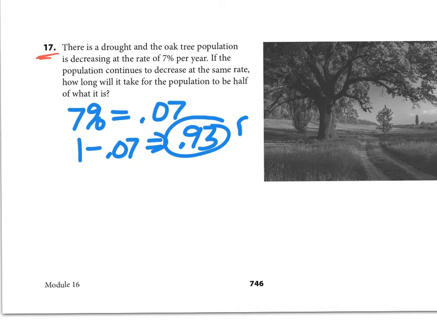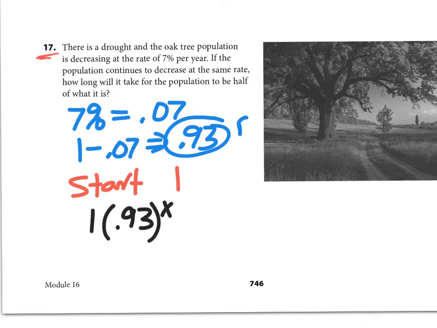Now, it doesn't give us a starting population, so here's all we need to do. Let's say we start with a population of 1. Okay, so that's our 0 term. So it becomes 1 times our common ratio, 0.93, to the x equals what? What are we wanting to set it equal to? To be half. So we set it equal to half. There are our two functions.